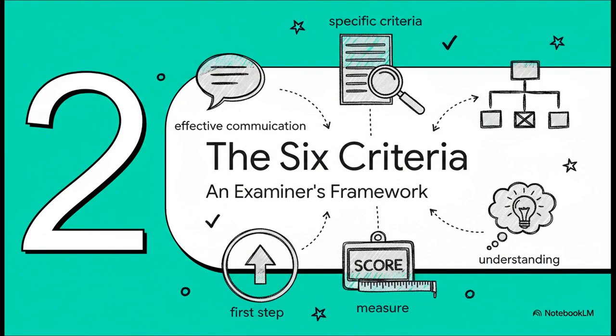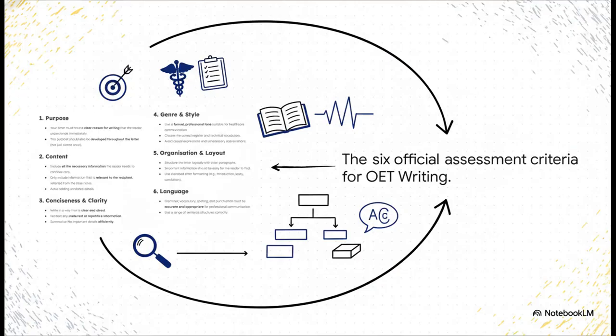To measure this idea of effective communication, examiners use a specific framework, a set of 6 criteria. And understanding these is really the first step to understanding your score. Here they are, the 6 official criteria they use to score your writing. They all work together, so let's break them down one by one, starting with the first one, purpose.